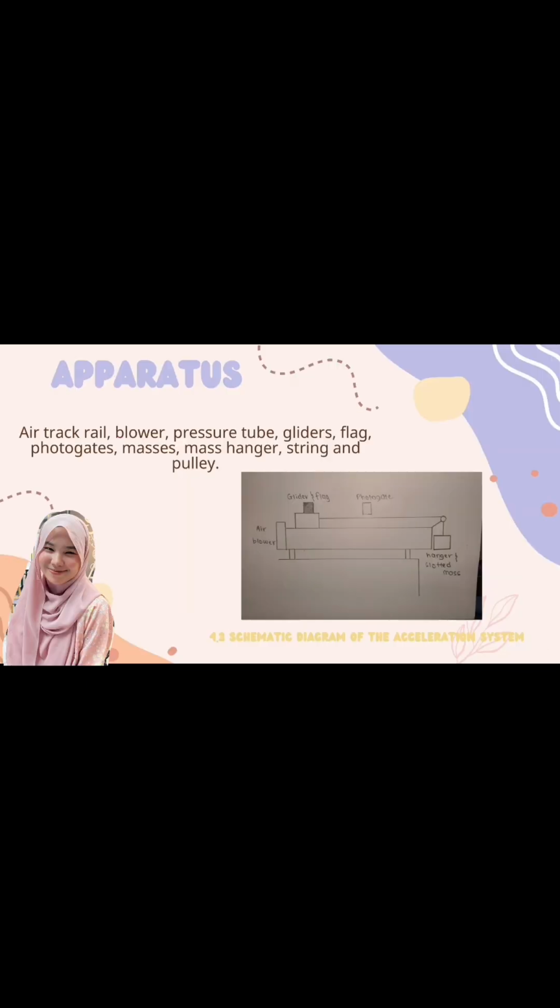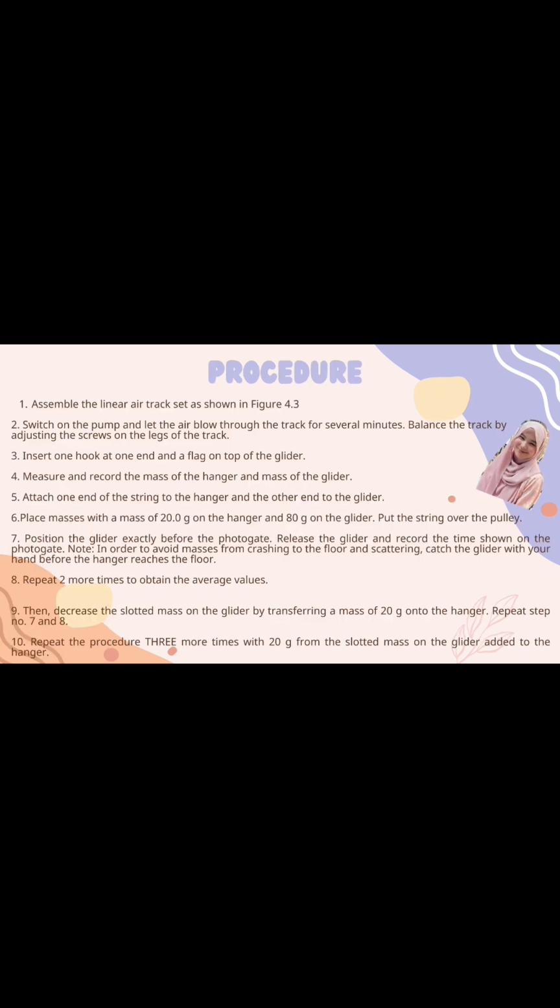The apparatus for this experiment is a track rail, blower, pressure tube, gliders, flag, photogates, meshes, mesh hanger, string and pulley. This is the schematic diagram of the acceleration system. The procedure for this experiment is: first, assemble the linear air track set as shown in figure 4.3.